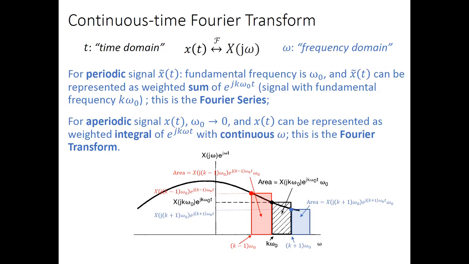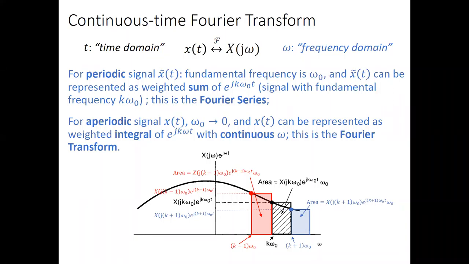And in that case, x tilde of t can be represented as an infinite weighted sum of exponentials e to the j k omega zero t. And actually this exponential e to the j k omega zero t itself is a signal with the frequency k omega zero, right? Because its real part is cosine k omega zero t, imaginary part is sine k omega zero t. So again, let's recall the figure we saw on the website. As k becomes larger and larger, its frequency k omega zero becomes larger, so the signal oscillates more frequently. So k omega zero is the frequency of each of the signals that compose this Fourier series.